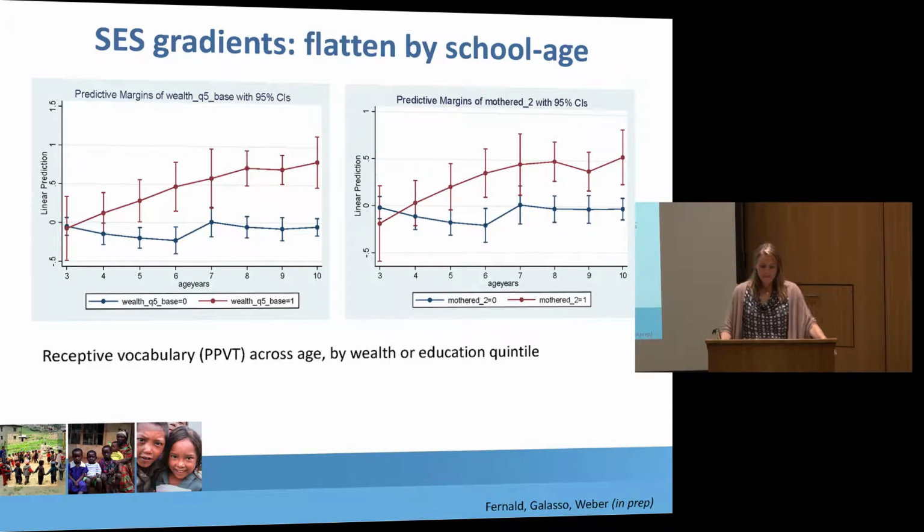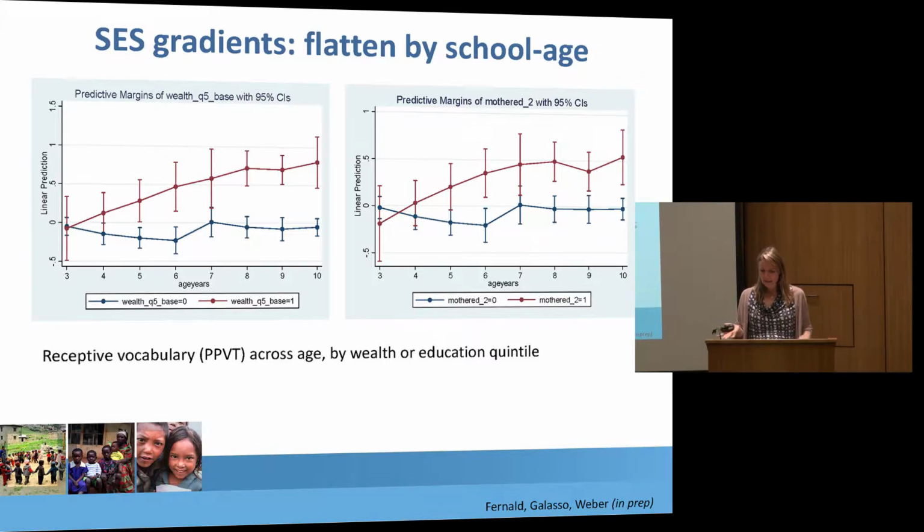And it may be that there's more heterogeneity in terms of the home environment for the children from 3 to 6 years old compared with the schooling environment that they would be in from 7 to 10. We don't have an explanation yet, and I would love to talk about this with all of you, for why there's this flattening. It looks like the gradient remains, but it remains around the same magnitude.